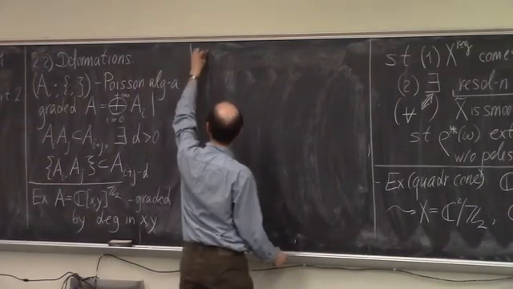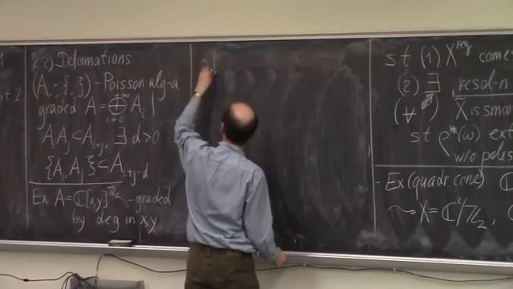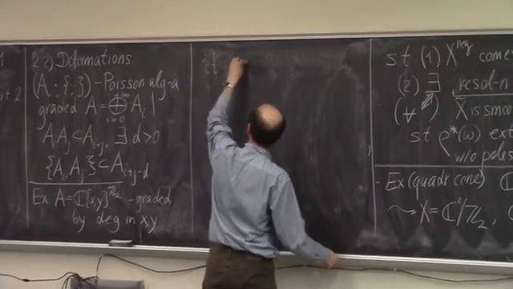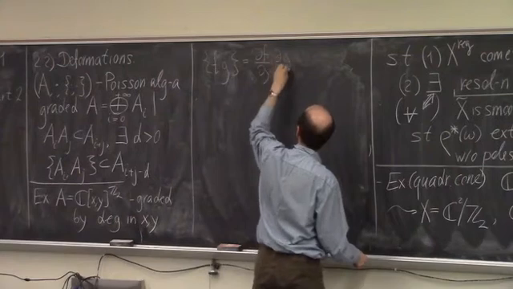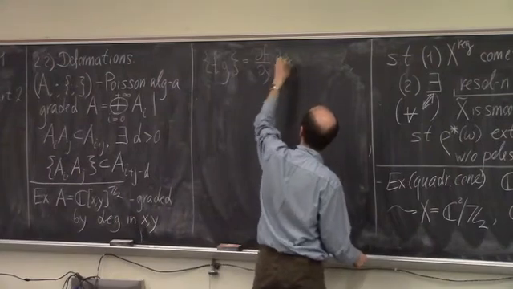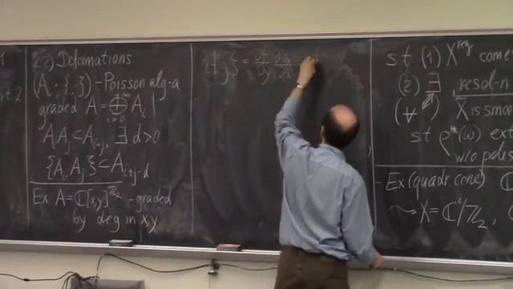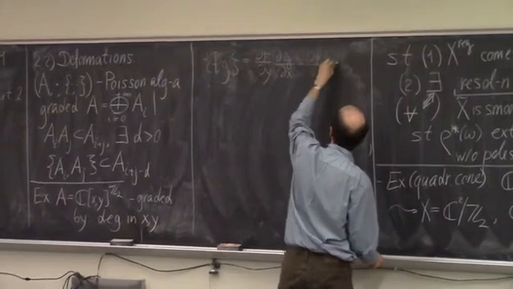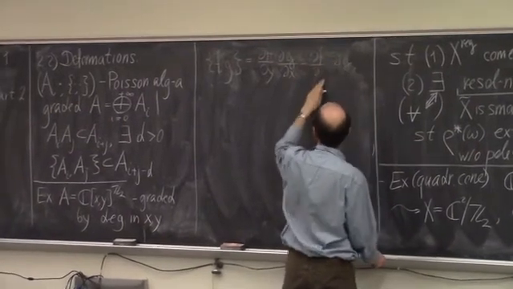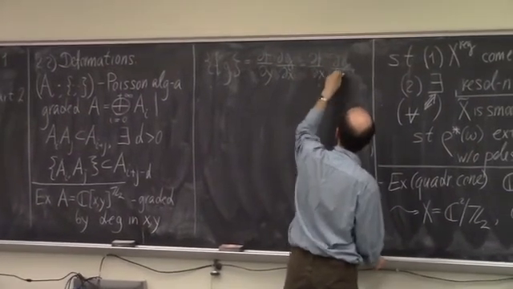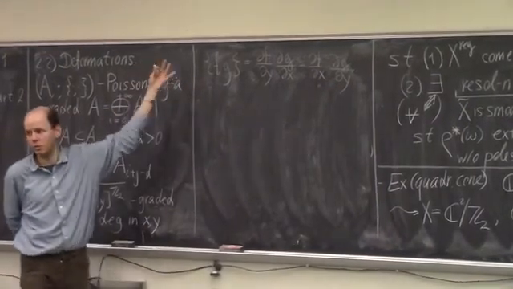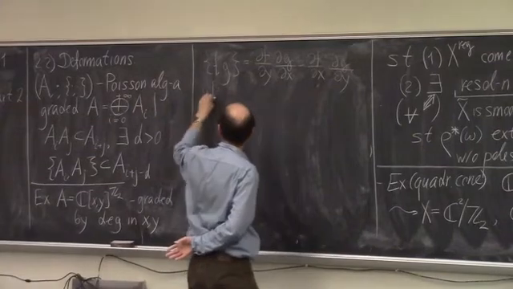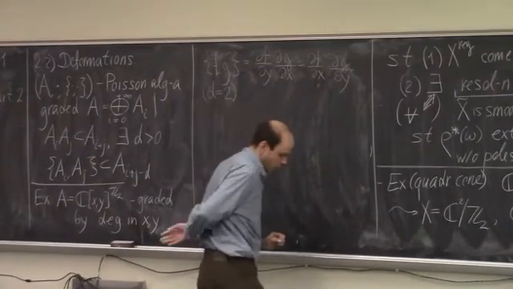So, and what is the bracket? The bracket {f, g} is df over dy, dg over dx, minus df over dx, dg over dy. And d is equal to 2. This decreases degree by 2.